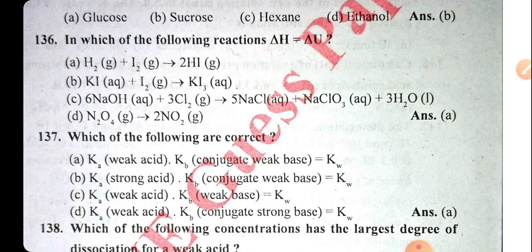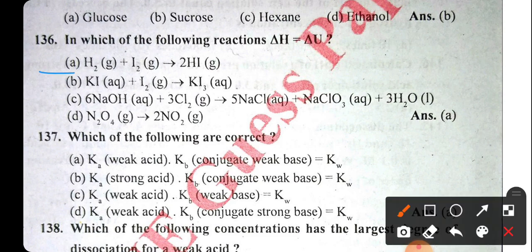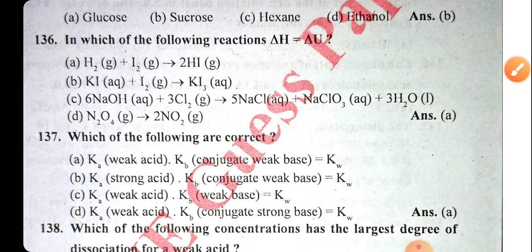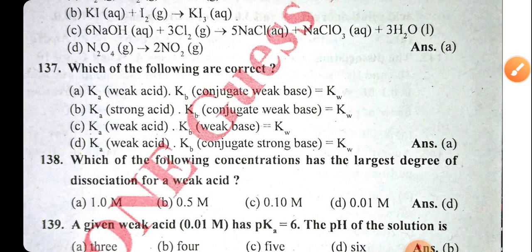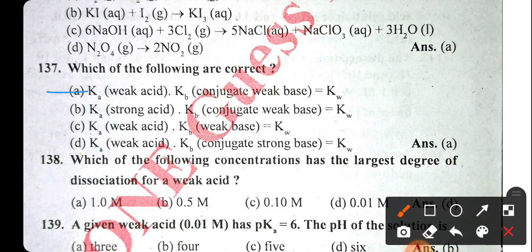That is option number A, that is H2, hydrogen in the gaseous state, plus I2, iodine in the gaseous state, forms 2HI in the gaseous state. Now the next question is which of the following are correct? Option number A will be the right answer, that is Ka of the weak acid times Kb of the conjugate weak base is equal to Kw.